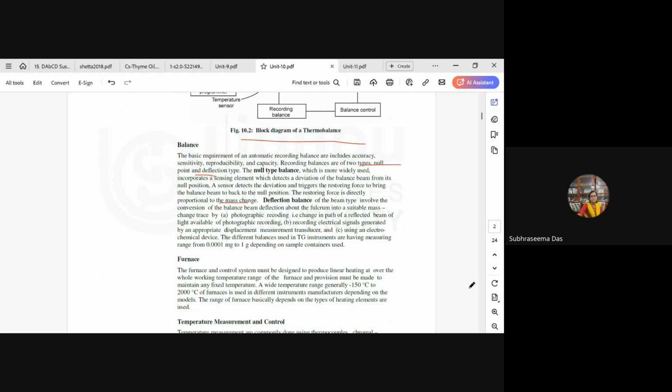The second balance, the deflection balance, involves the conversion of the balance beam deflection about the fulcrum into a suitable mass change trace. This is done by photographic recording, that is, the change in path of a reflected beam of light, and by recording electrical signals generated by an appropriate displacement measurement transducer and an electrochemical device.